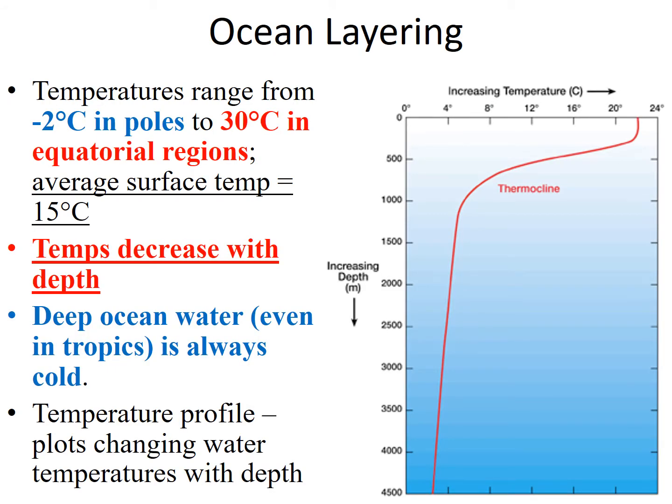And this is why we have what's called ocean layering. Temperatures in the ocean range from -2 degrees Celsius at the poles to 30 degrees Celsius in the equatorial regions. But the average surface temperature is about 15 degrees Celsius, which is slightly cooler than a 72-degree day. 25 degrees Celsius is a 72-degree day. Temperatures, of course, decrease with depth, and deep ocean water, even in the tropics, is always cold. And we have a lovely image here that shows you the temperature of the water as you go down in depth.